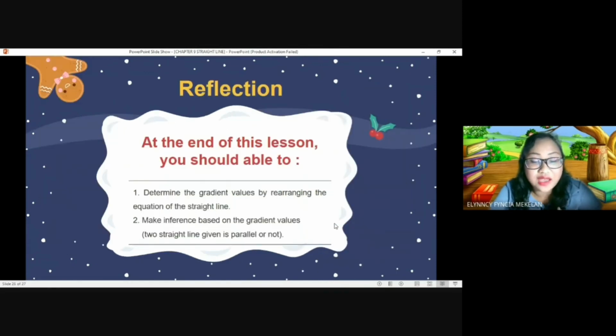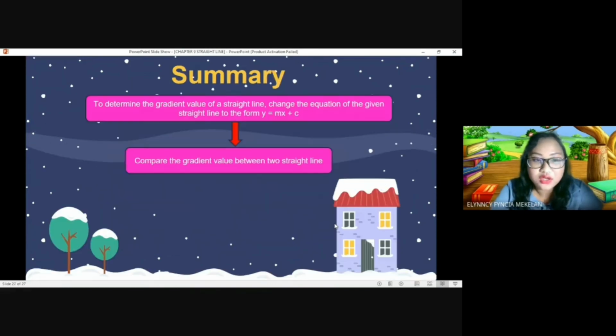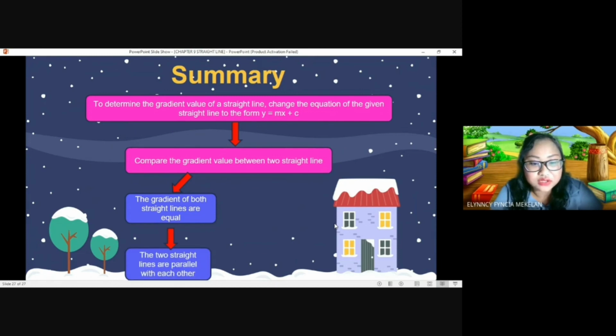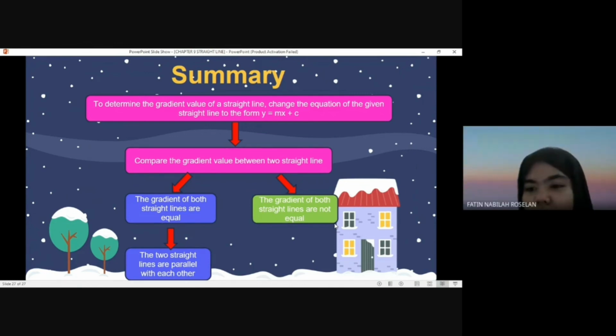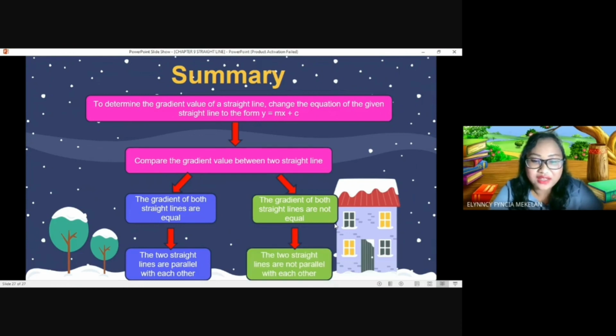Okay, we have reached the end of the lessons. Therefore, you should be able to determine the gradient values and make inference based on the gradient values. So, the conclusion that we can make is, if the gradients of both straight lines are equal, then the two straight lines are parallel with each other. In contrast, if the gradients of both straight lines are not equal, then what, class? They are not parallel. Yes, true. Then the two straight lines are not parallel with each other.